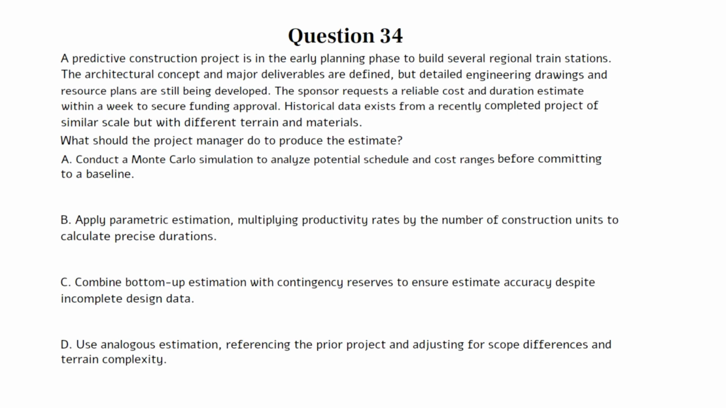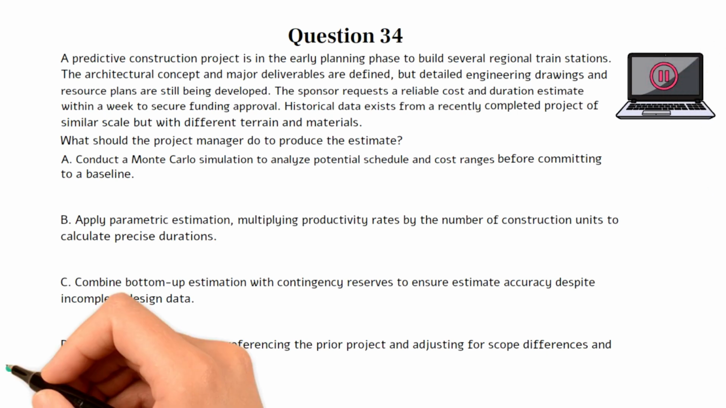A. Conduct a Monte Carlo simulation to analyze potential schedule and cost ranges before committing to a baseline. B. Apply parametric estimation, multiplying productivity rates by the number of construction units to calculate precise durations. C. Combine bottom-up estimation with contingency reserves to ensure estimate accuracy despite incomplete design data. D. Use analogous estimation, referencing the prior project and adjusting for scope differences and terrain complexity. You can pause the video here if you need more time to work on the question. The correct answer is D.